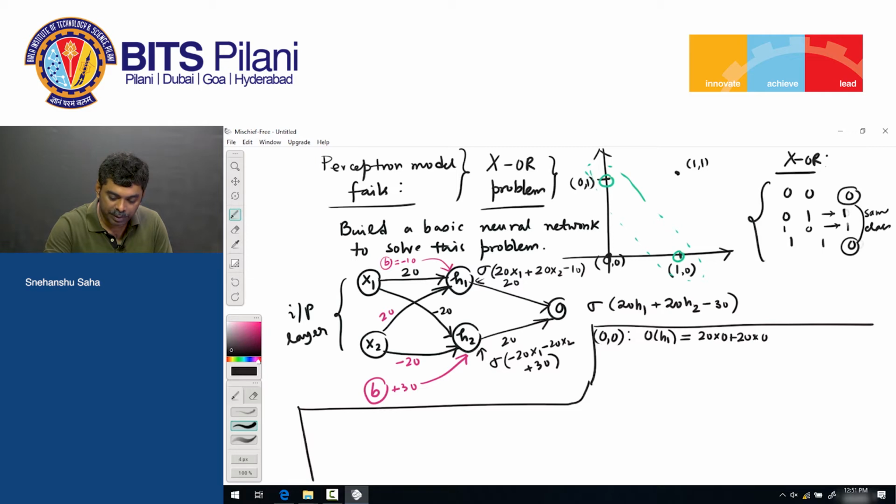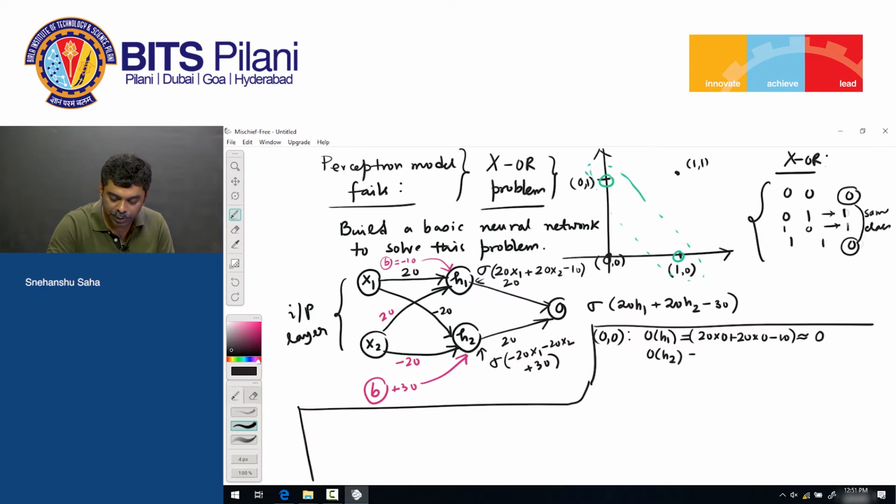Which is 20 times 0, minus 10, correct? So the number that you are generating here is a negative number, right? And we have decided that negative numbers correspond to class level 0, and positive numbers will correspond to 1, right? So this is the output at the hidden layer with neuron 1.